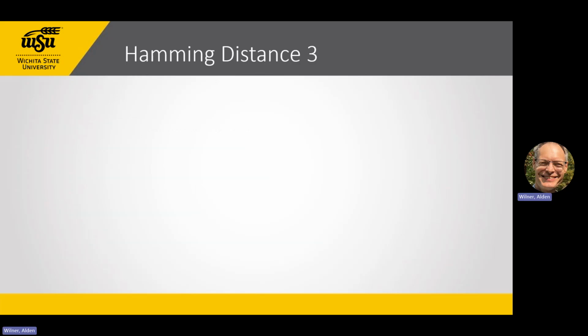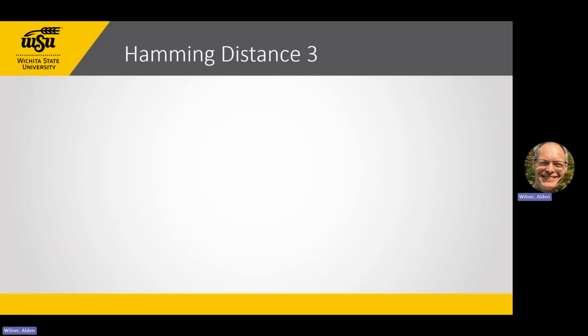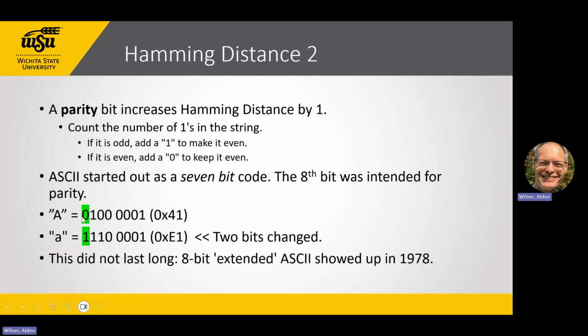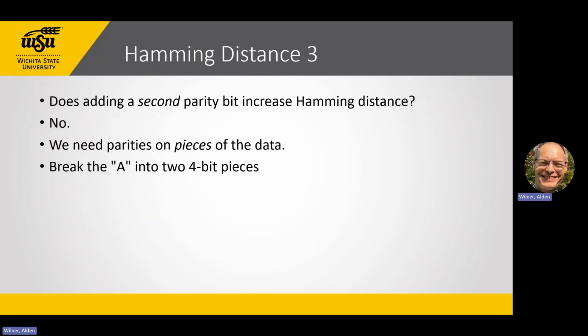Hamming distance of 3. Can we just add a second parity bit? No, because that second parity bit provides no more useful information, right? If we just add another parity bit up here on the front, it would just be a 0, because we've already set 1 parity bit. What we have to do is add parities on pieces of the data.